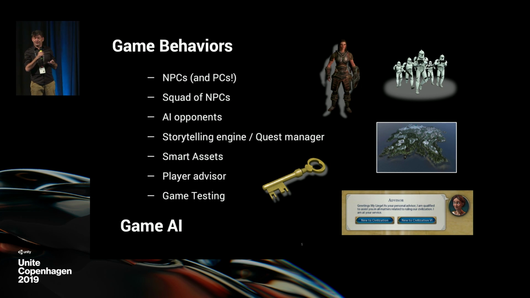In another project, we are working on adding semantic tags to objects so that they can be involved in behaviors. We're also talking about various types of player advisors, and we will talk a little bit about application to game testing. This is not an exhaustive list, and this is roughly what usually falls under the name Game AI. So it's a talk about Game AI, and we're going to present two new tools for Game AI in Unity.